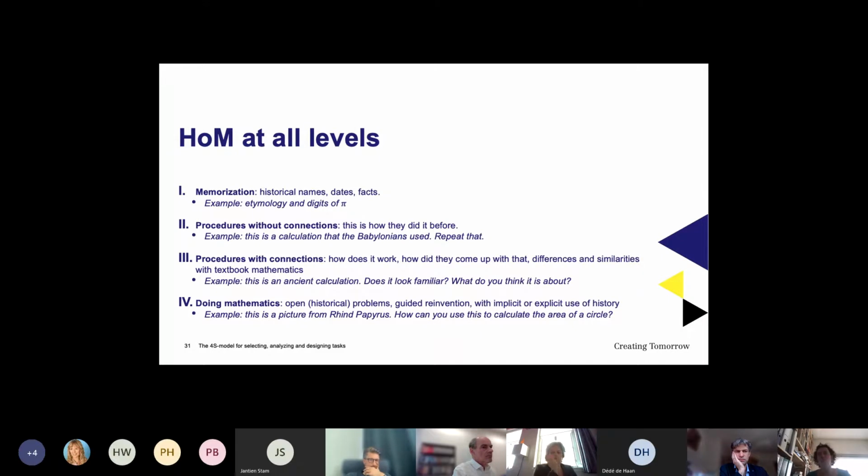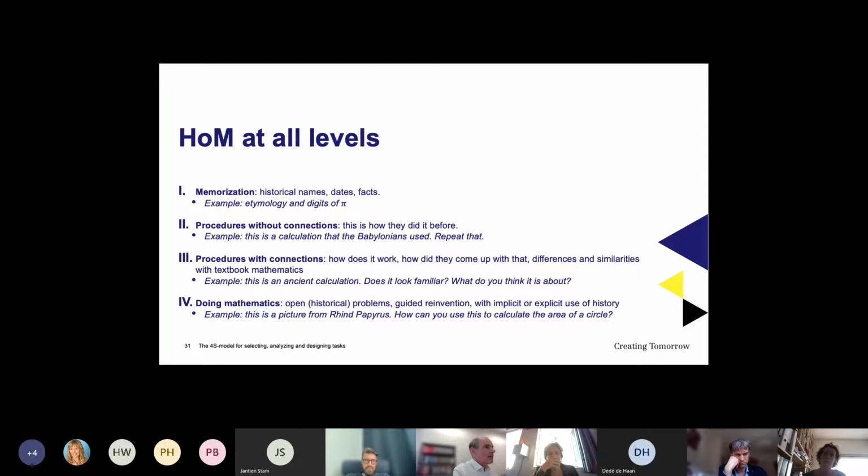I'll give you some examples on how this would look if you combine the levels of cognitive demand with History of Mathematics. So on the memorization level, you could tell why we use the Greek letter for pi, or which digits it contains. When we get to the procedures, you can actually show them a procedure of how they did something in history and have the students repeat that. For instance, a calculation that the Babylonians used. Well, it works like this, and just do the same thing. That's a level 2 activity.